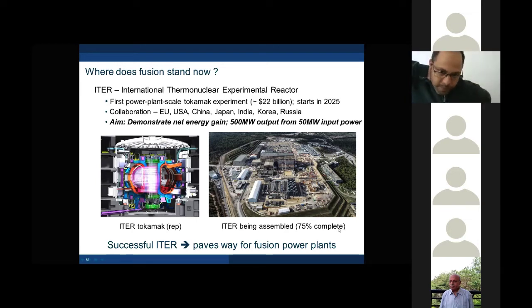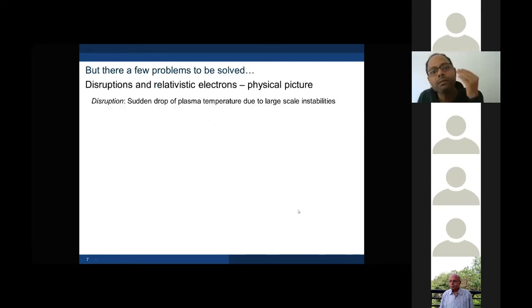Now, this all looks rosy, but in reality, fusion has a number of problems that have to be solved before it can be successfully replicated in power plant conditions. These problems range from purely physics problems to engineering or technology issues. But I would just focus on one specific thing, which is by far the most burning and urgent thing to be solved. This is known as disruptions and relativistic electrons.